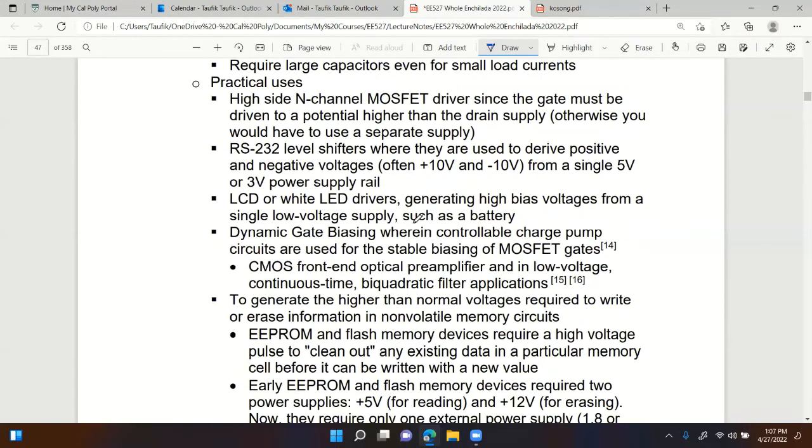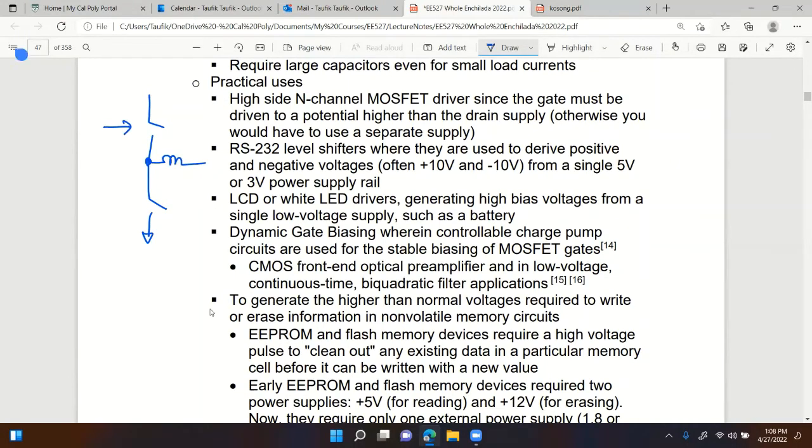Practical uses. High side: this is one application example of a charge pump, used as a high-side N-channel driver, since the gate must be driven to a potential higher than the drain supply. Otherwise, you would have to use a separate supply, right? So it's a high side, like in a buck converter, right? You have a high side and you have a low side switch, right?